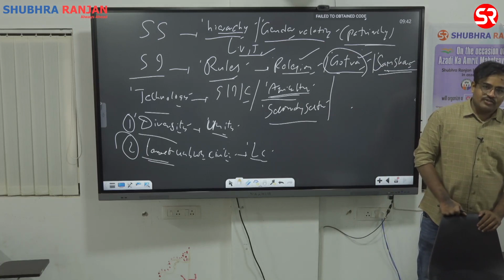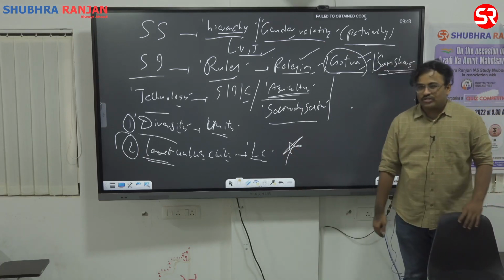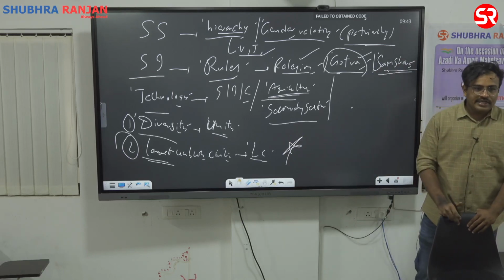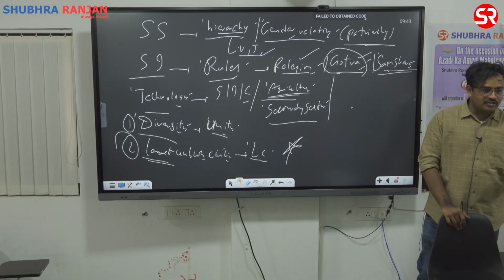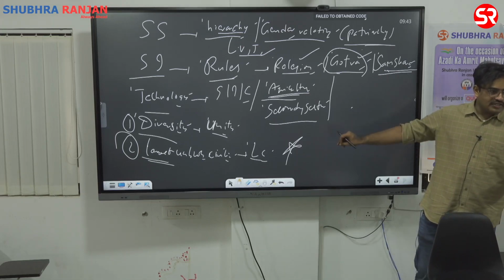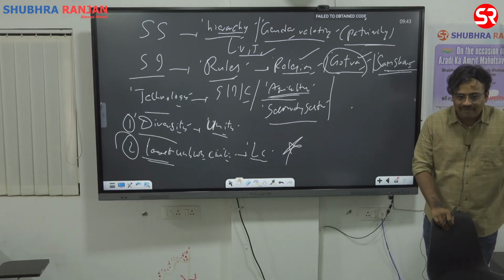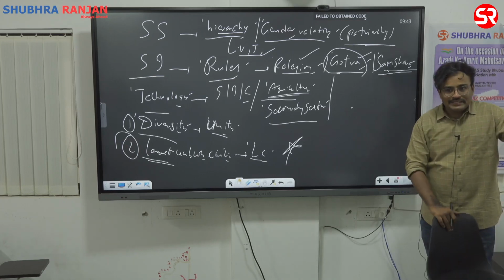In fact, this has been asked as an independent 10 marker, 15 marker question in UPSC mains. The Indian civilization being a living civilization. What is the meaning of this living civilization? Longest unbroken civilization, or also known as living civilization. What is the meaning of living civilization? Any guess?